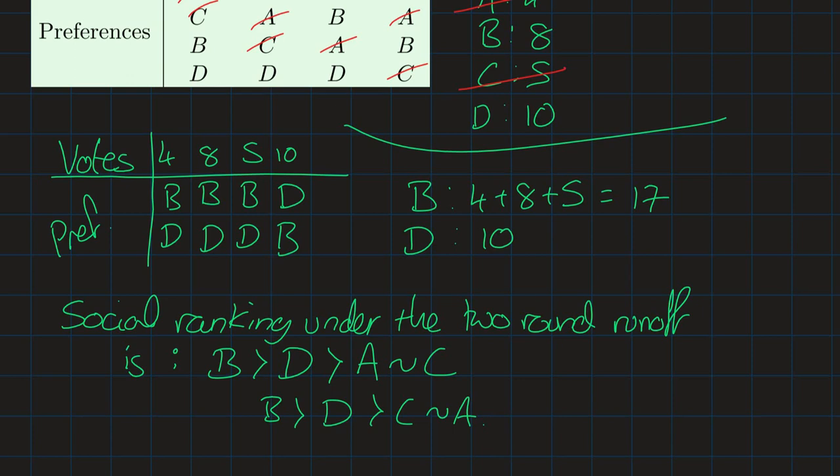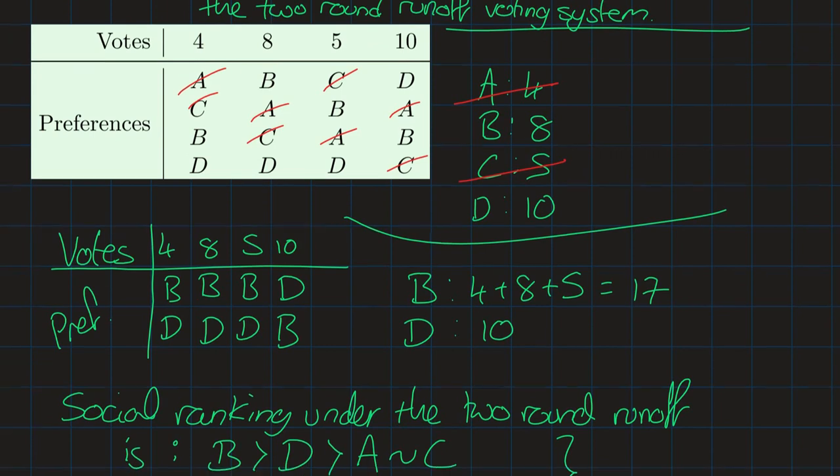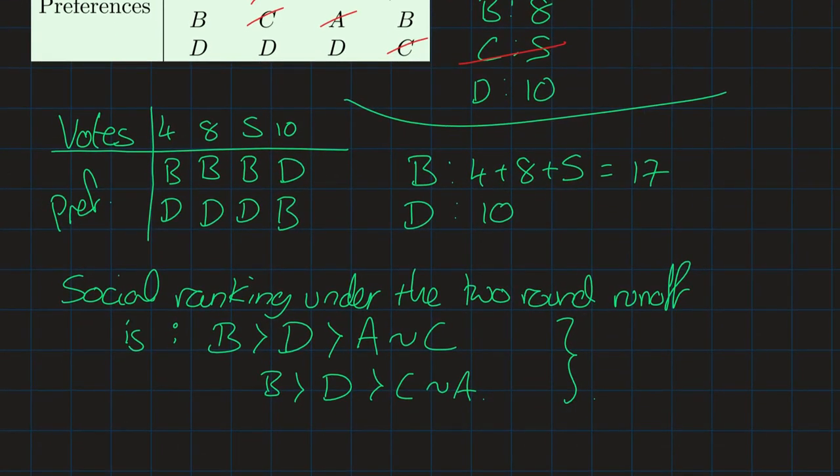Okay? And again, this is a different social ranking than we got when we considered this exact same voting profile under the plurality voting system. Under the plurality voting system, D was the winner. But now, under the two-round runoff voting system, D comes in second place. So that's the end of this example, and that's the end of this video.